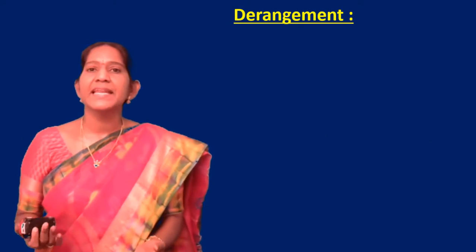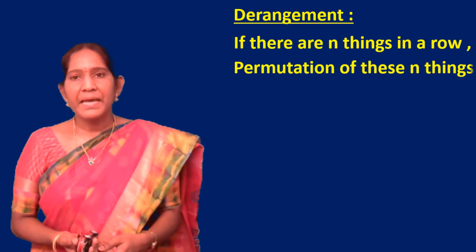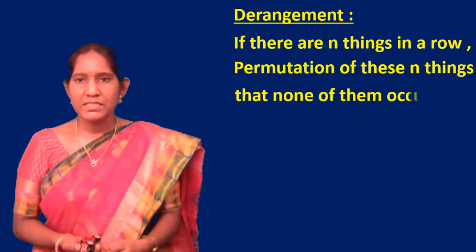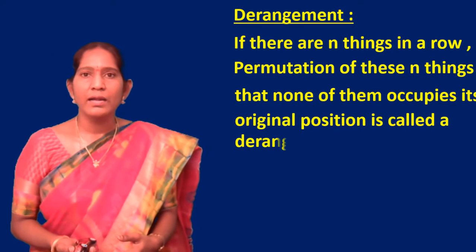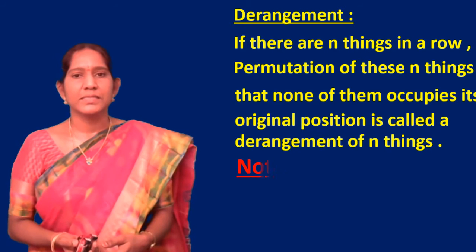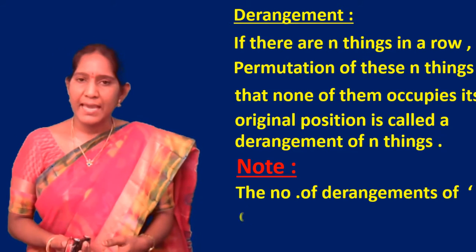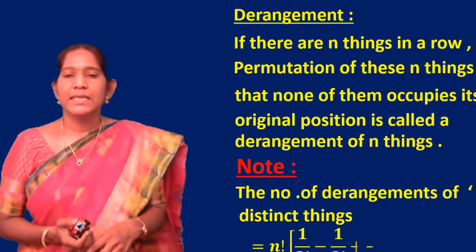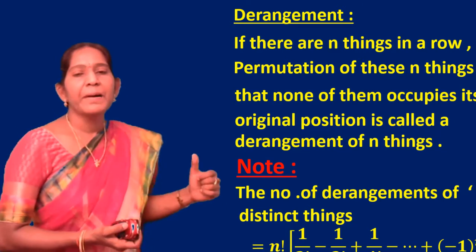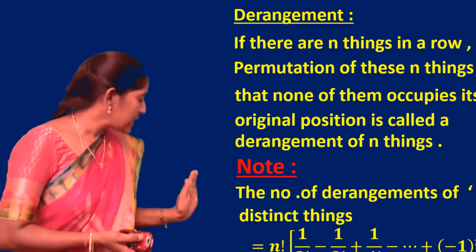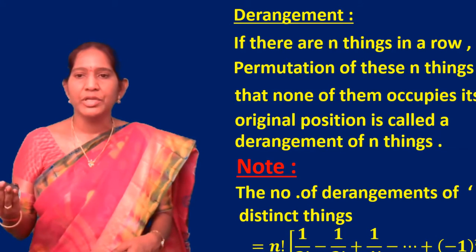Now, the definition of derangement. If there are n things in a row, a permutation of these n things such that none of them occupies its original position is called a derangement of n things. Note: the number of derangements of n distinct things is n factorial into 1 by 2 factorial minus 1 by 3 factorial plus 1 by 4 factorial and so on, plus or minus 1 to the power n into 1 by n factorial.